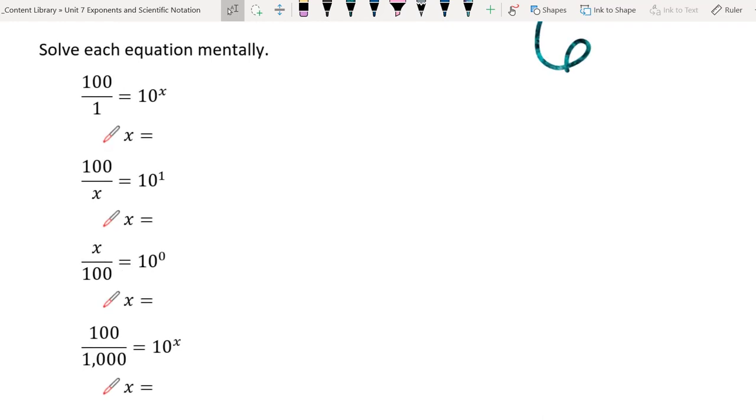Solve each equation mentally. 100 divided by 1 equals 10 to the what power? The x's right here. So we're trying to figure out what the x is here. So what makes 100? What power? 10 to the what power? That would be 2.